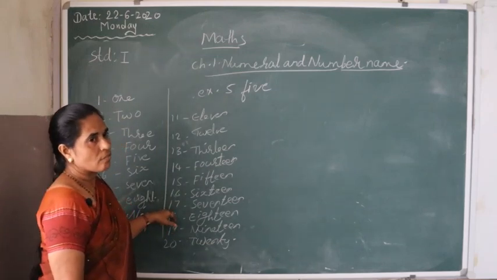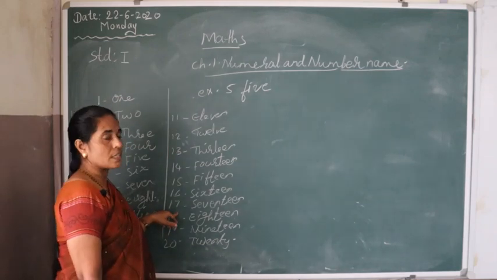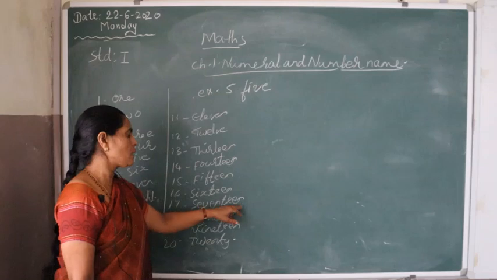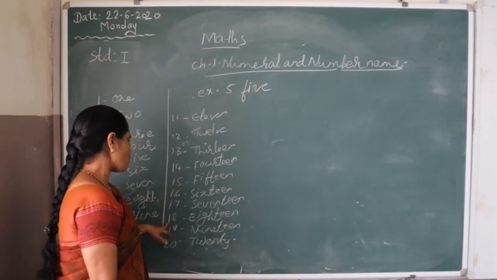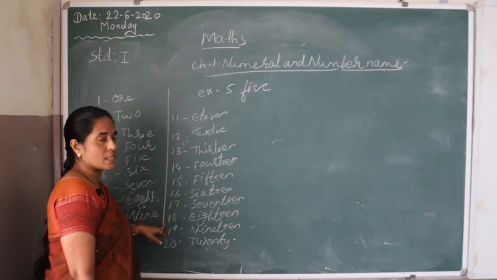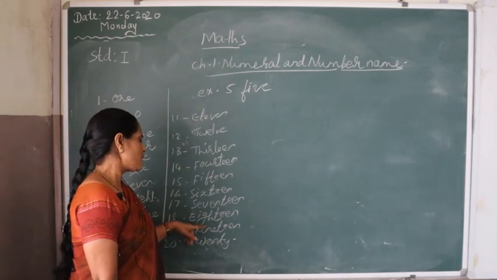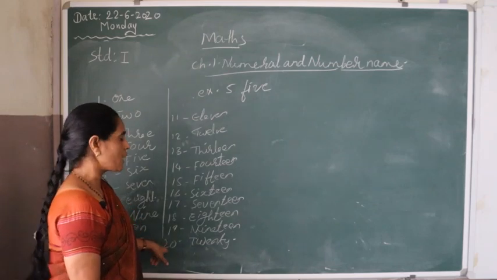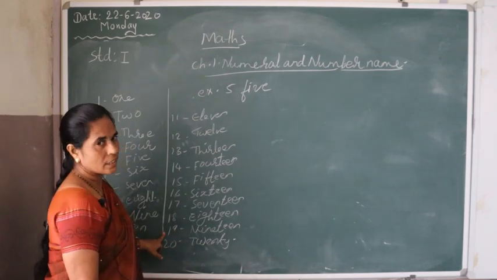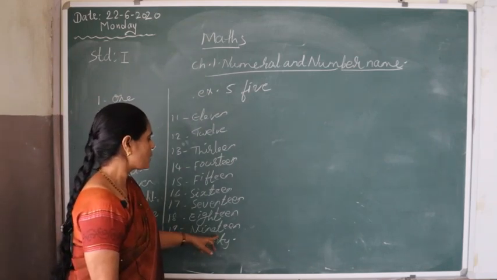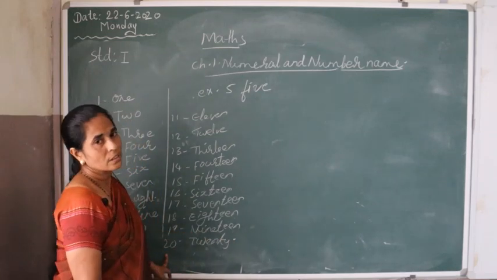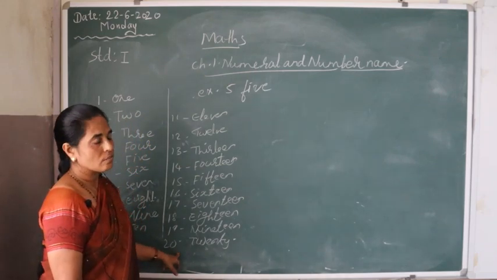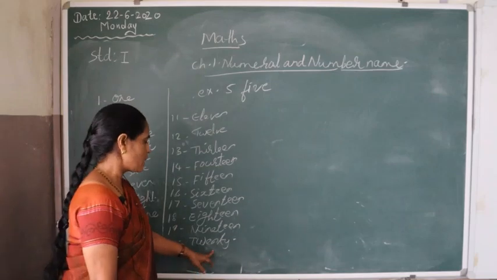Next one is 17, 1, 7, 17. 1 is in tens place, 7 is here ones place. Spelling is here, S-E-V-E-N-T-E-E-N, 17. Another one, after 17, 18, 1, 8, 18. Ones place is 8, tens place is here 1. Then spelling is E-I-G-H-T-E-E-N, 18. Another, 19, 1, then 9 ones, make 19. 9 is in ones place and 1 is in tens place. Spelling is here N-I-N-E-T-E-E-N, 19. Next one is 20. 20 means 2 tens make 20. That means 2 in tens place and 0 in ones place. Spelling is here T-W-E-N-T-Y, 20.